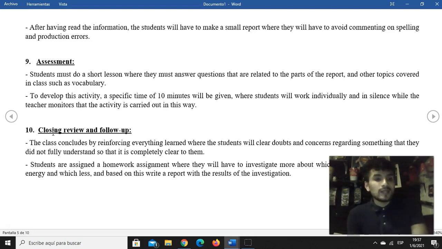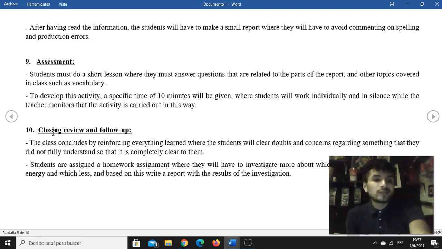And finally, to finish the class, the class concludes by reinforcing everything learned, where the students will clear up doubts and concerns regarding something that they did not fully understand, so that it is completely clear to them.